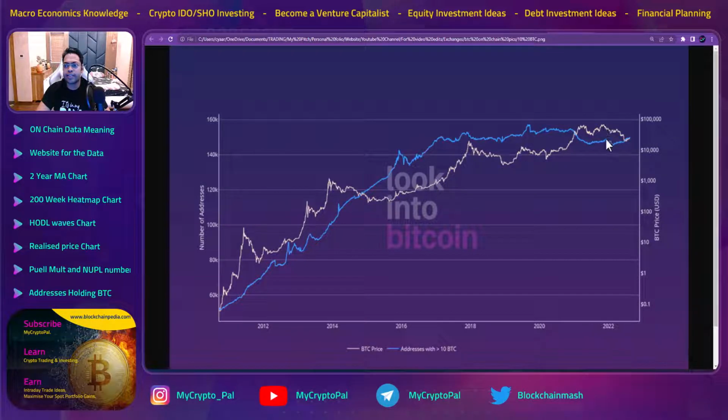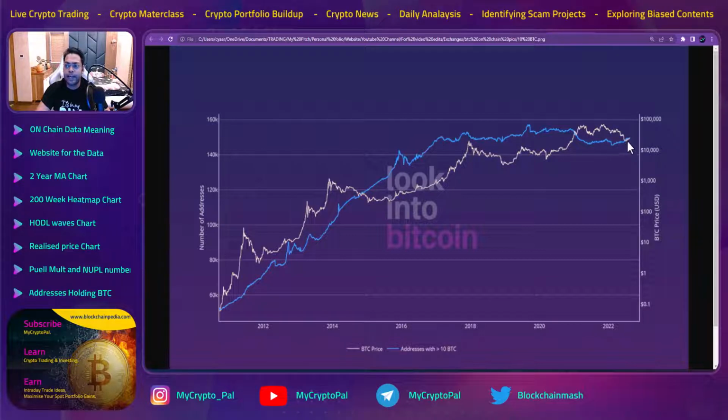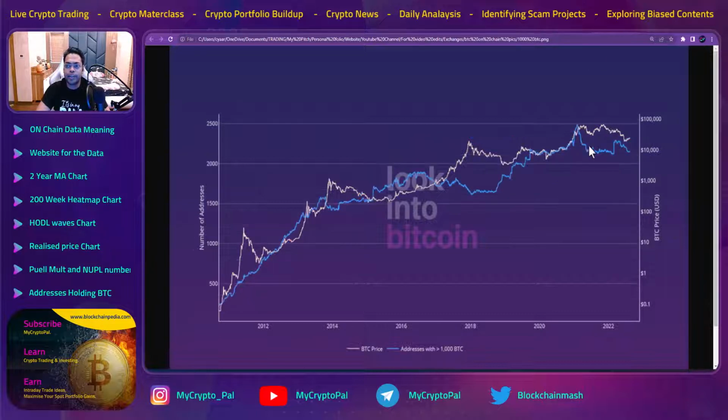Like you can see here also it came down. That means a lot of people started taking profits. And in the bottom you can see accumulation happening again. Now for 1000 BTC it is also the same. As the market goes to the top, they keep selling, and as it comes down they keep accumulating. And now you can see that it is slowly curving. That means they have started accumulation.